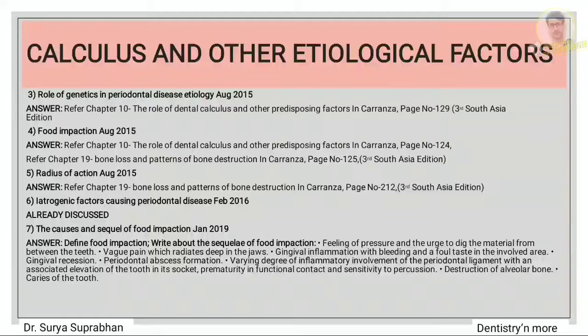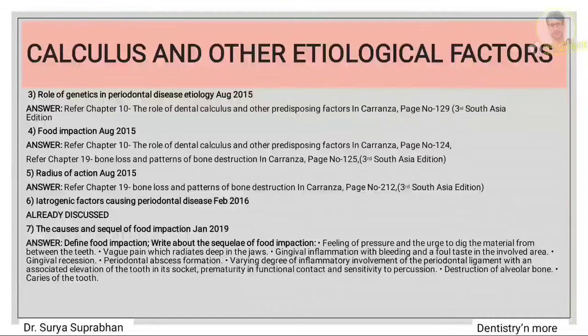Next one is role of genetics in periodontal disease etiology. Here also the answer for this question is towards the end of chapter 10, the role of dental calculus and other predisposing factors. First give a little bit of introduction, and then write about the studies. There are a few studies that have been given, that is the familial study, segregational study, linkage study, twin study, and all. And then also do mention the role of genetics in aggressive periodontitis.